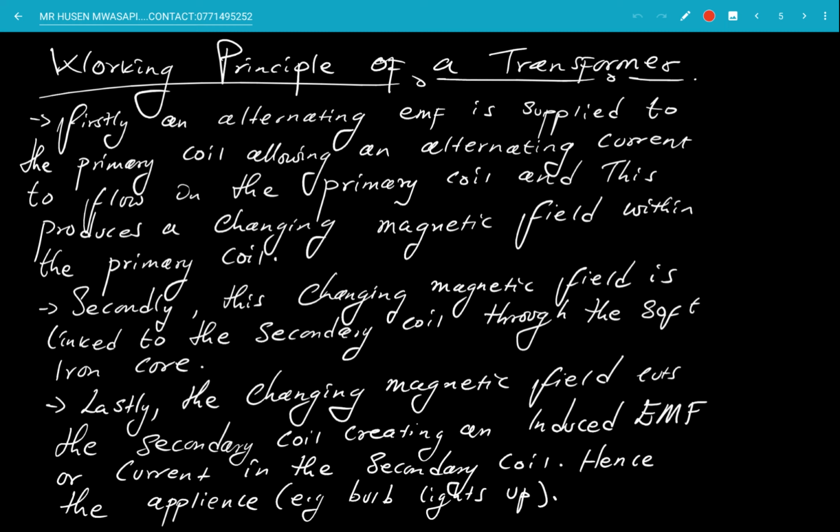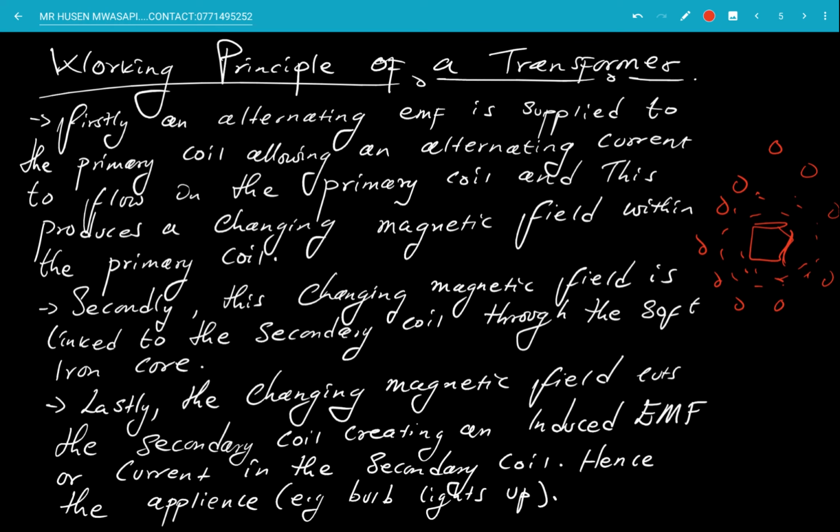Now, be mindful that a magnetic field is simply a space or the region around the magnet that will cause other materials surrounding the magnet to experience the force of attraction or repulsion. So that's a magnetic field, a region around a magnet or a material that allows other objects to experience the magnetic force, which could either be of attraction or repulsion. So be mindful, after the EMF is supplied to the primary coil, an alternating current flows in that same primary coil, which will produce a changing magnetic field within the primary coil.